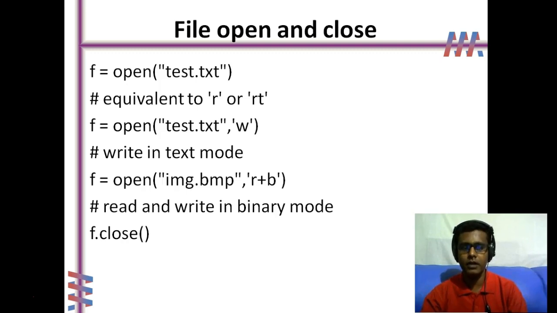So read and write, I am going to open the file in the binary mode. R indicates read, plus indicates read and write, and B indicates the binary mode. These are some of the examples which show you how to open files in different modes. At last we are going to close the file with the help of a simple close statement, f.close. That will close the file.